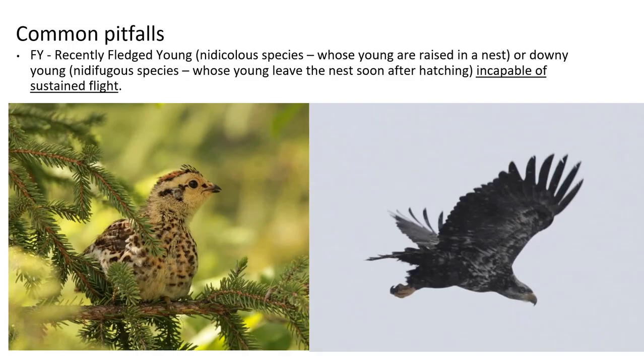So there are some common pitfalls that we see year after year when it comes to breeding evidence codes. First pitfall is with the FY code for fledged young. So the bird on the left, the tiny little baby grouse, that's a great example of a situation where you use FY. The bird on the right, the bald eagle, that is maybe born that year or it's an immature bird, but it's definitely capable of sustained flight, could have traveled many kilometers to get where it is. That is a bird that you would not code with FY.